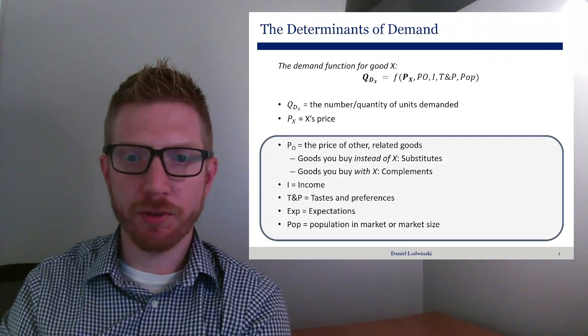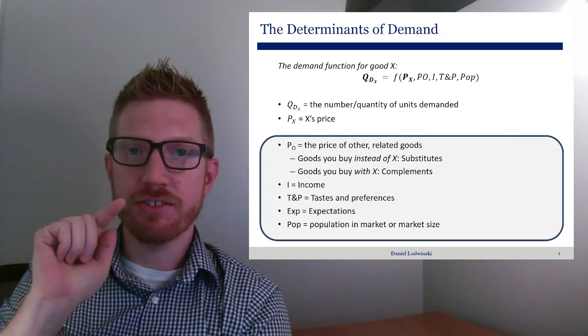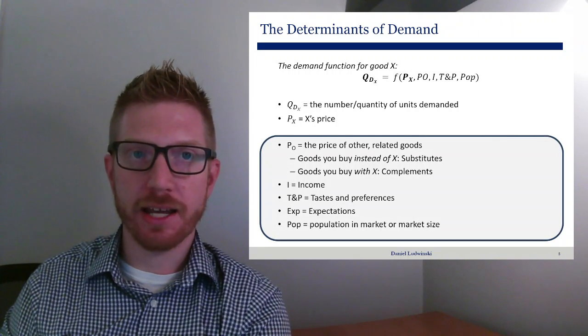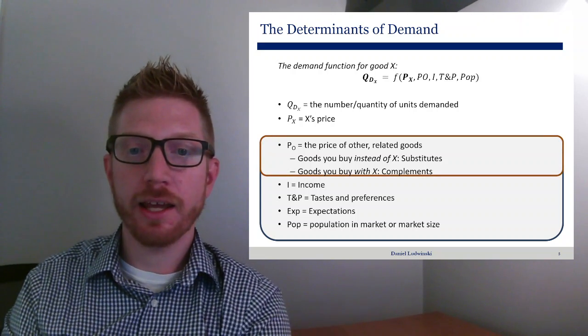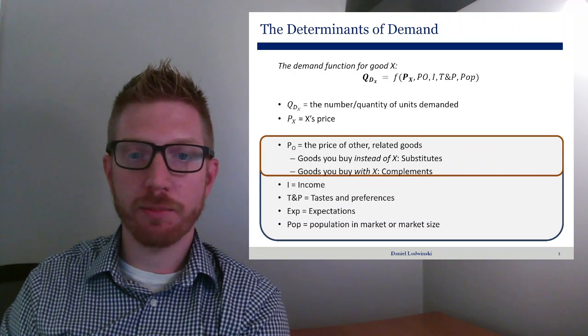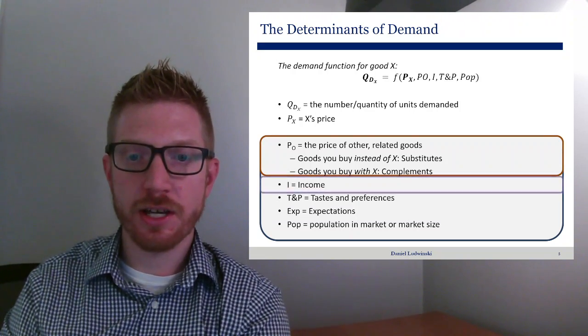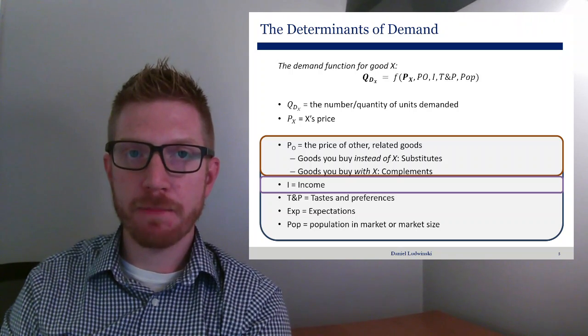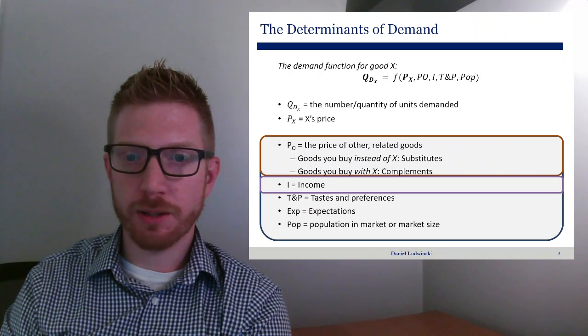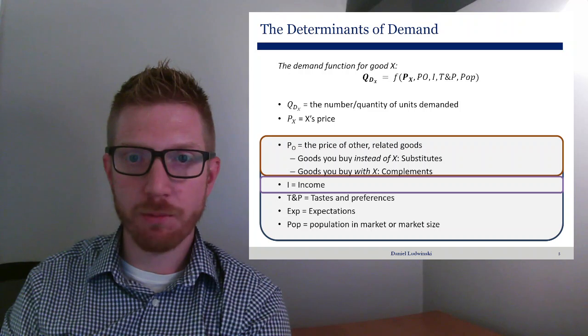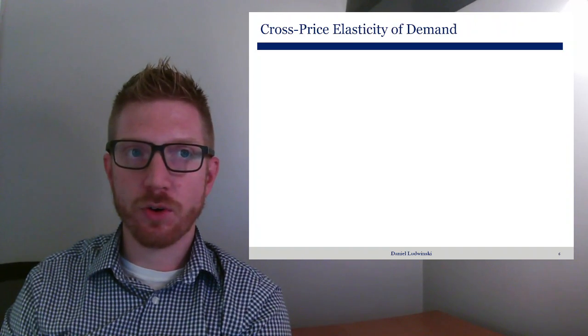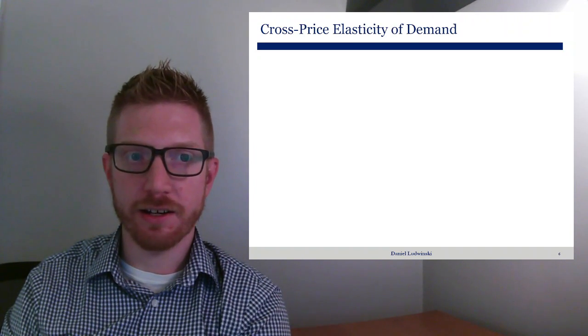And what we're going to be focusing on today is the other determinants of demand as well as thinking about supply. In particular, we're going to talk about the price of other goods and income. So when we're dealing with the price of other goods, the name we give for that is cross-price elasticity of demand.